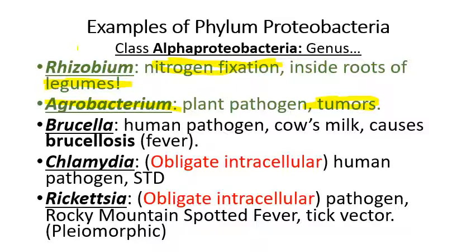All right, next genus, Brucella is a genus of bacteria. There are many species within that genus, and it is a common human pathogen that's found in cow's milk, right? And it causes brucellosis. Brucellosis is a fever, right? So brucellosis is a fever. It's accompanied by a high temperature. And it is a common contaminant of cow's milk, which is the reason why we pasteurize cow's milk.